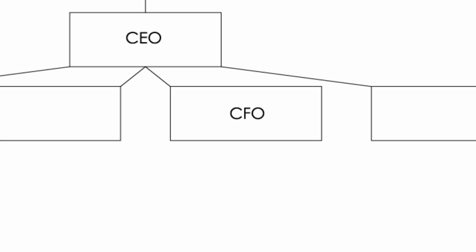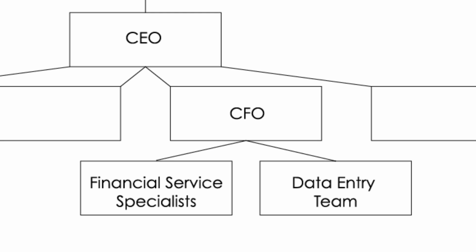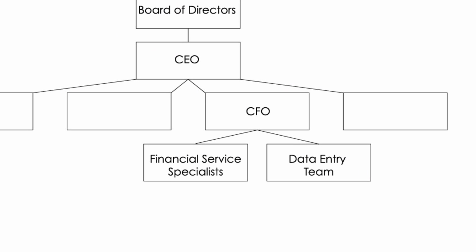Under the CFO, there are two groups that work laterally. These are the financial service specialists and the data entry team. The financial service specialists make sure that everything from spending decisions to savings decisions is handled appropriately, and the data entry team makes sure to enter any data that's coming into the organization, whether it is giving, spending, donations, fundraising, and they work closely with the financial service specialists who make those decisions on how the organization will spend money. And both groups report to the CFO.